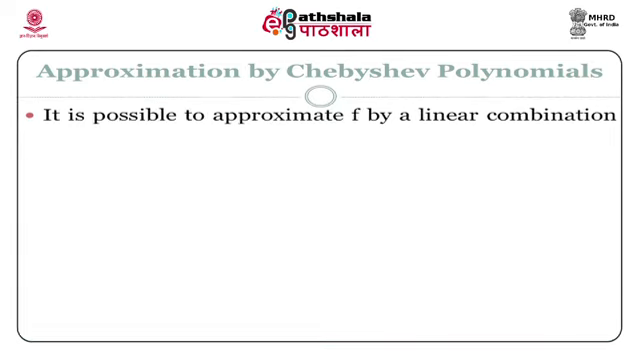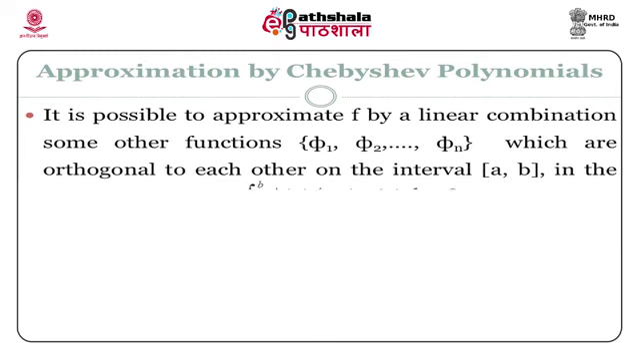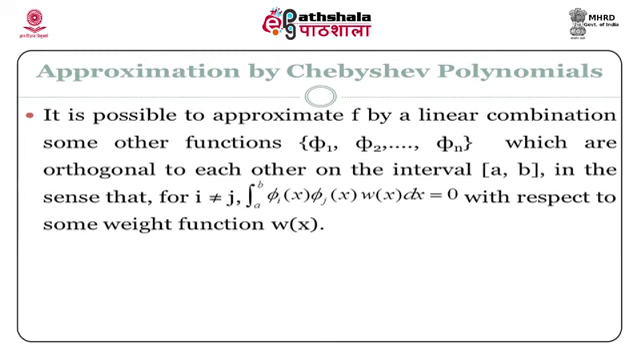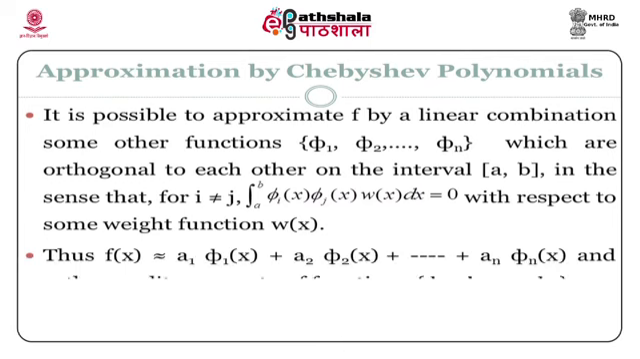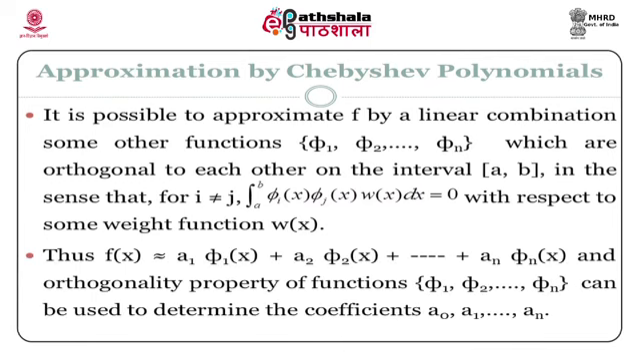It is possible to approximate f by a linear combination of some other functions like phi 1, phi 2, phi 3, phi n, which are orthogonal to each other on the interval [a, b], in the sense that for i not equal to j, the integral from a to b of phi i(x) into phi j(x) w(x) dx is equal to 0 with respect to some weight function w(x). Thus, f(x) is given by a1 phi 1(x) plus a2 phi 2(x) plus an phi n(x), and the orthogonality property of the functions can be used to determine the coefficients a0, a1, a2, a3, an.